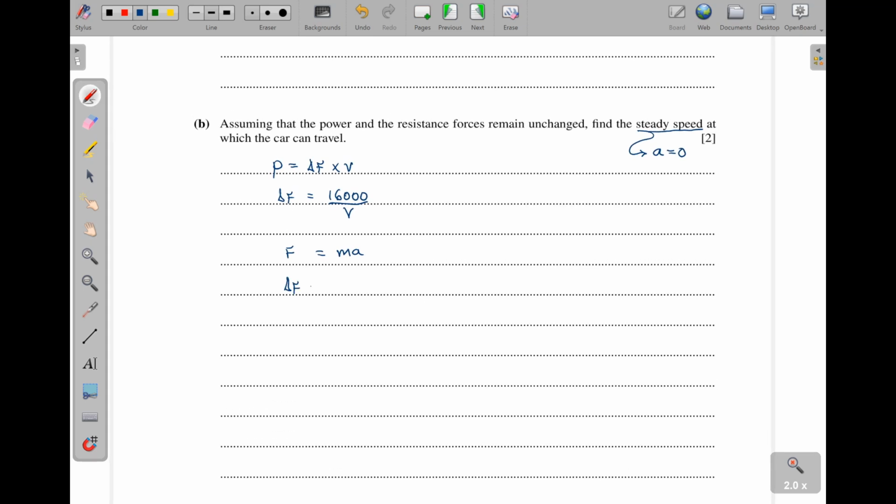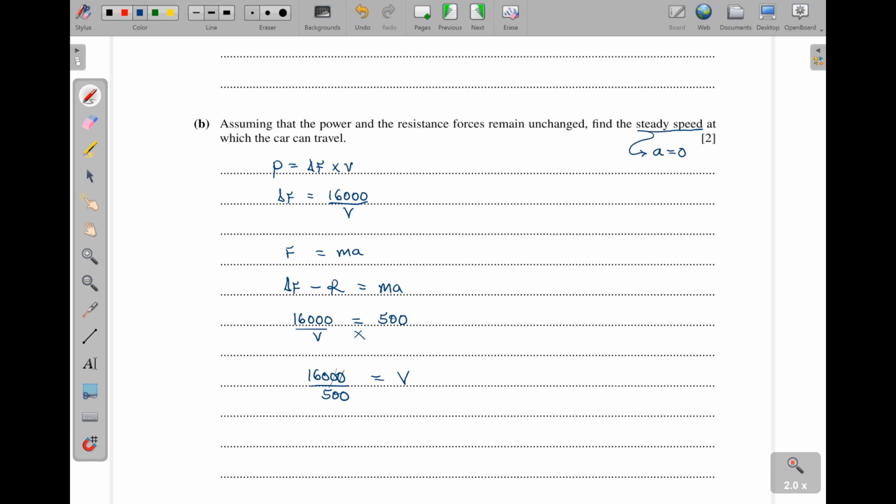You see that? Then minus the resistance force, then is equal to ma. And if this one is 0, then the driving force, which is 16000 over V, shall be equal to the resistance force, which is 500. You see that? Because this one is 0. Then what will be our V? Cross multiply. So you have 16,000, then divide by 500. This one will give us our V.